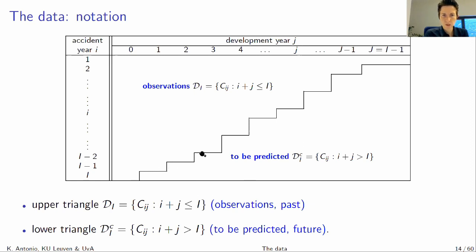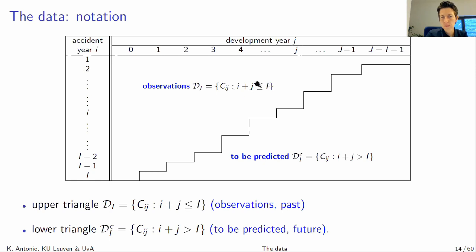Now, the fact that the stairs I plotted over here are a bit irregular just has to do with my limited LaTeX knowledge, so there is no further meaning to be attached to that. I just wanted to indicate that there is this boundary that denotes the present moment, and that separates the data we observed in the past from the cells we need to predict in the future. So this is important. This is my notation.